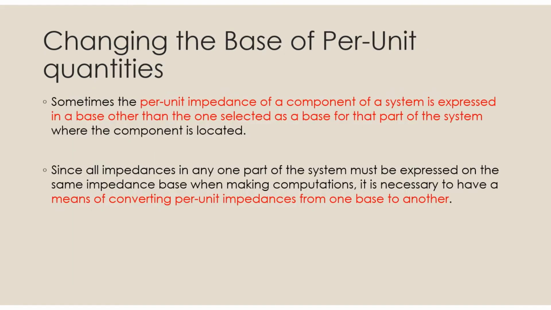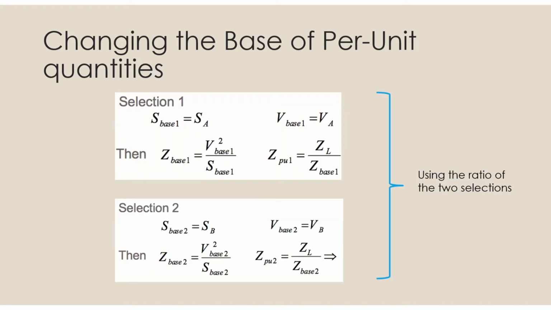Changing the base of per unit quantities. Sometimes the per unit impedance of a component of a system is expressed in a base other than the one selected. Sometimes you have a machine with a first selection. You design a machine with criteria: you know the power, the voltage and also the impedance.